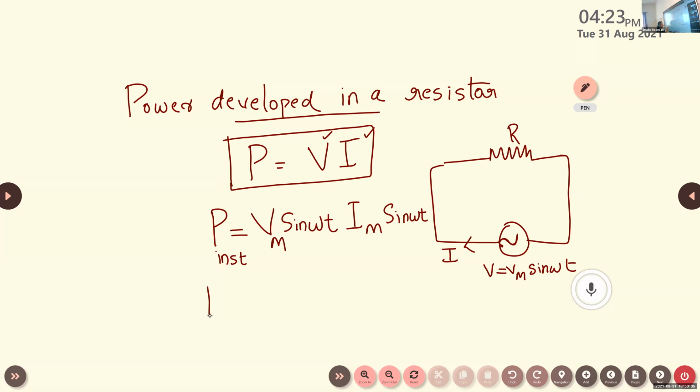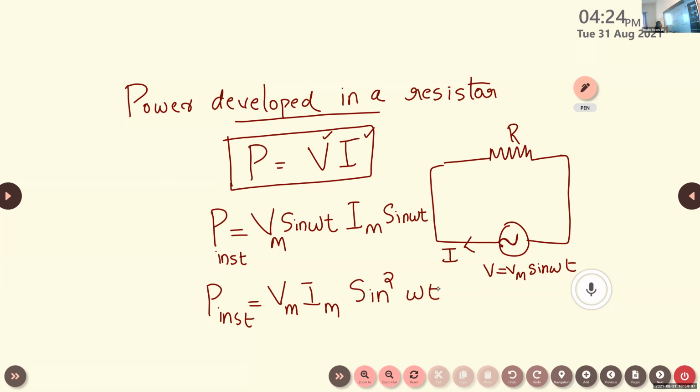Or we can write P instant is equal to Vm into Im, sin omega t into sin omega t. What is sin omega t into sin omega t? Actually, you know the answer. Then why are you remaining silent? Sin omega t into sin omega t is sin square omega t.